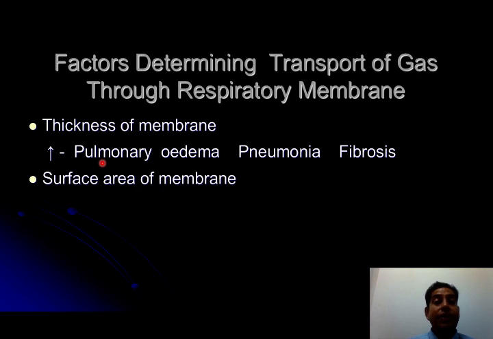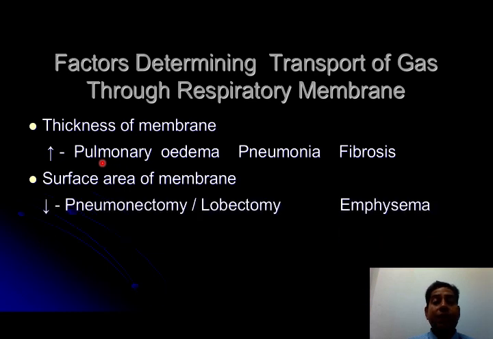Now next is the surface area, which is directly proportional. So diffusion is directly proportional to the surface area. So anywhere where there is a decrease in the surface area, like in a pneumonectomy or a lobectomy, pneumonectomy is removal of the entire lung. Lobectomy is removal or surgical excision of a lobe of the lung. Or in case of emphysema, where there is damage to the architecture of the alveoli. All these can decrease the surface area of the membrane, and hence again diffusion will decrease.